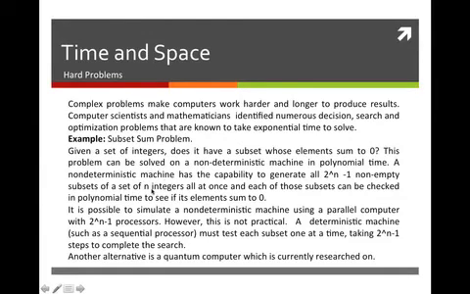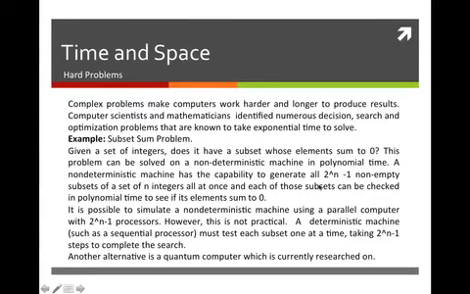So this, of course, is if we were to have all these 2^n minus 1 non-empty subsets generated, and then we could run these all in parallel.